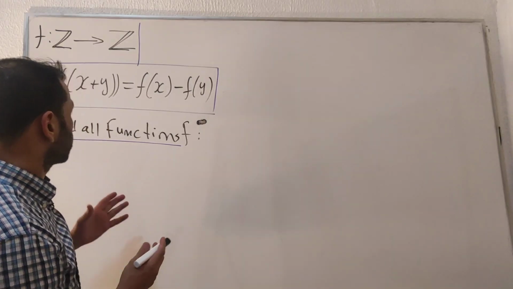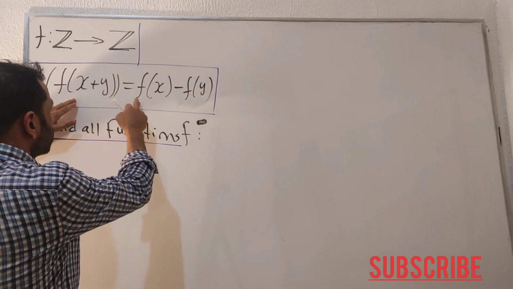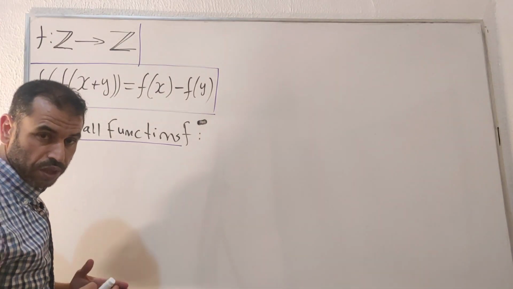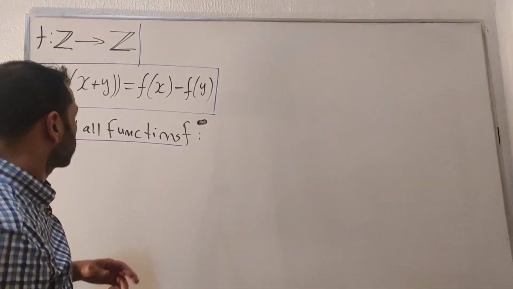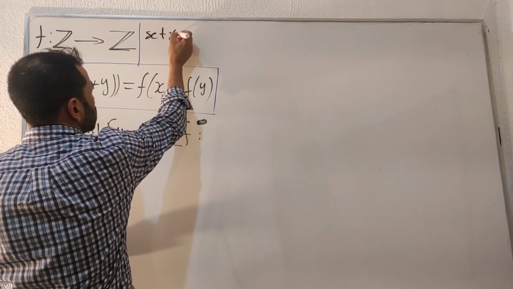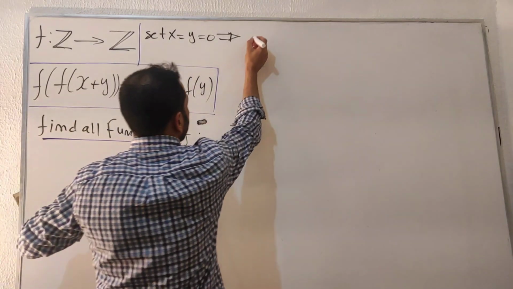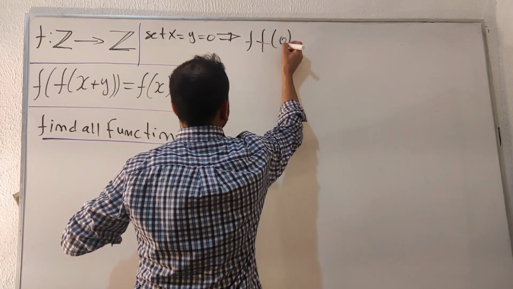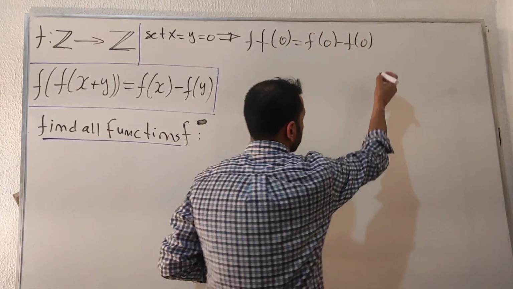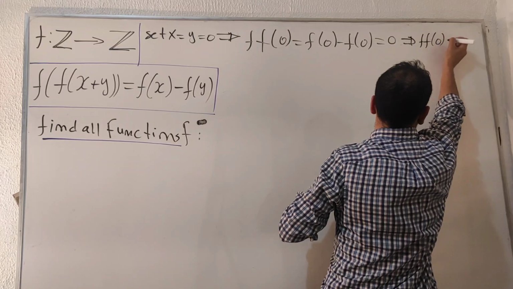Always, before we get into the proof, you are going to check the smallest values of x and y, because it's very important to reduce the expression to the smallest expression possible in order to proceed with the solution. First of all, I'm going to take x equals y equals 0. Let's set x equals y equals 0. So this one is going to give us f of 0 equals f of 0 minus f of 0, which equals 0. So we get here f of 0 equals 0.